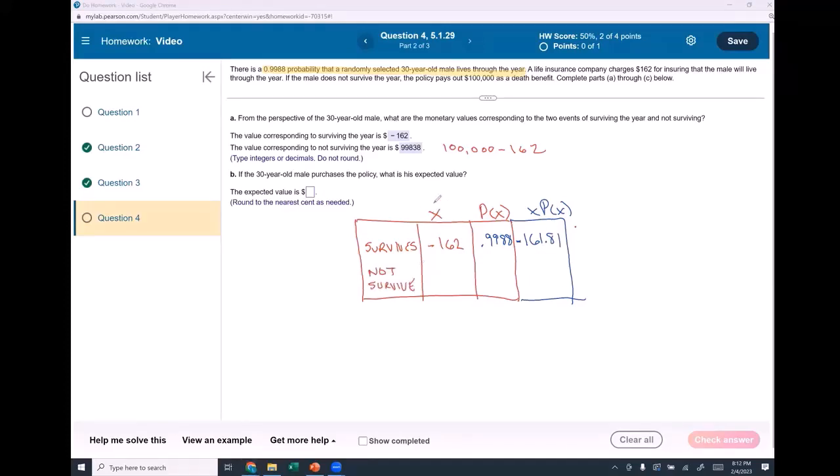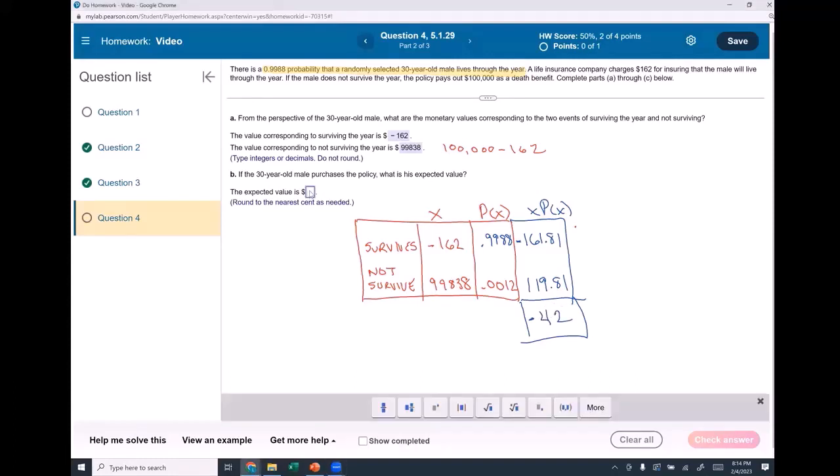Does not survive. Now, our X is, if I don't survive the year, then I have 99,838. My probability is 1 minus this. It's 0.0012. My expected value is the sum of that, and I get negative $42. Negative $42.